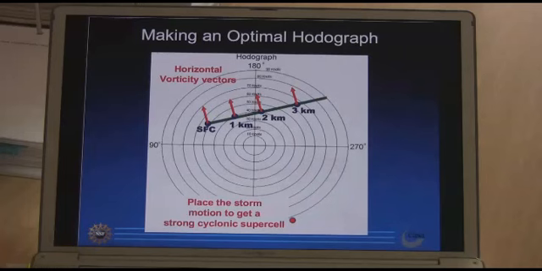The point here is that if I have a hodograph on a given day, I can estimate or guesstimate what the storm motion might be on a given day. And if it turns out that the storm motion is a particular value, then I would know immediately that I would potentially have a strongly rotating storm.